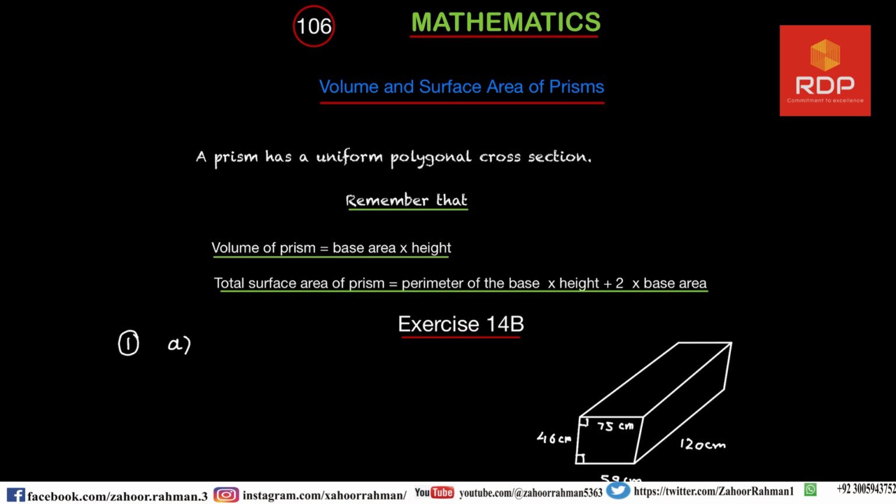If we want to find the volume and surface area of prisms, you have to keep in mind two formulas. The volume of a prism is equal to base area into height. And similarly, for finding the total surface area of a prism, you have to remember: perimeter of the base into height plus 2 into base area. So we will utilize only the first formula in today's questions. So let us get started.